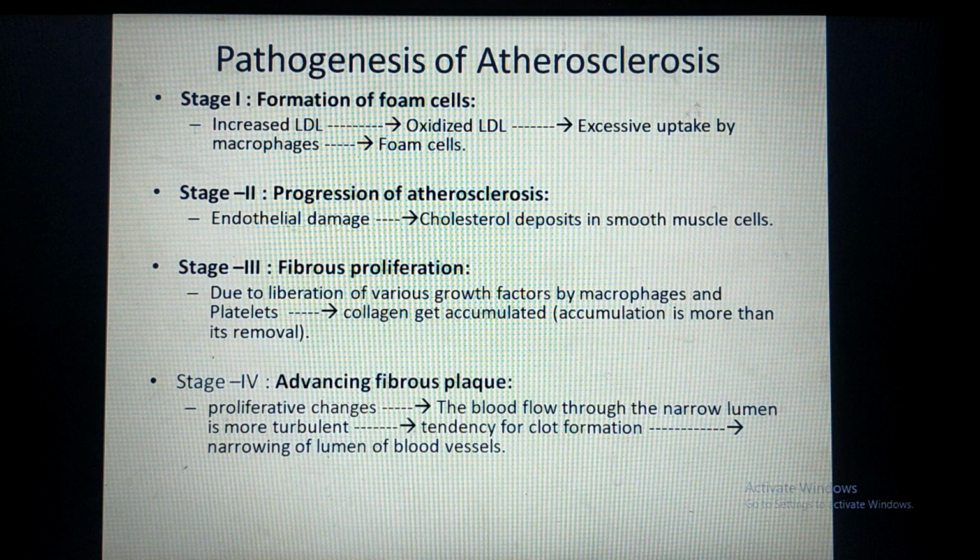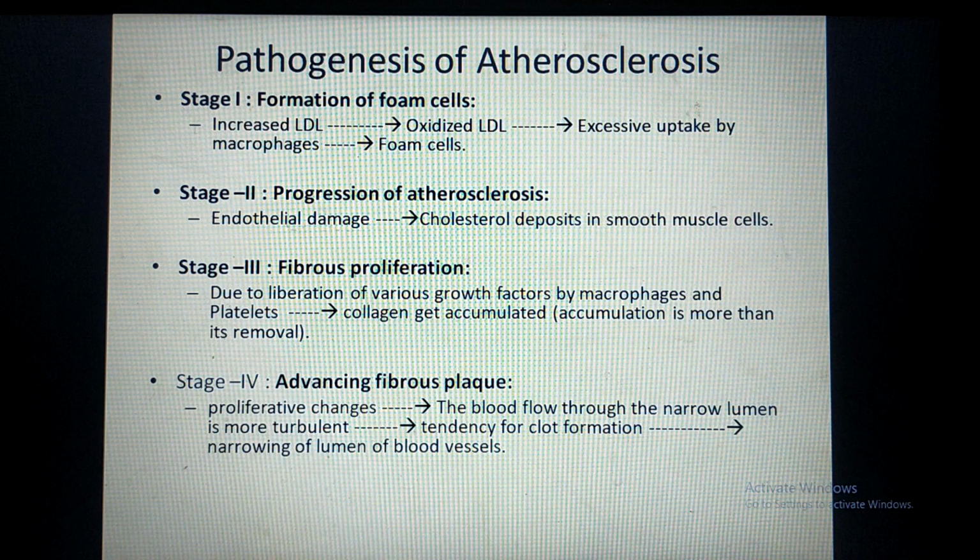In the second step, there is progression of atherosclerosis. Whenever there is an increase in oxidized LDL level, this oxidized LDL leads to damage to the endothelial cell. When there is damage to the endothelial cell, the smooth muscles below the endothelial cells get exposed, and they are sticky in nature. Therefore, cholesterol starts depositing into the smooth muscle.